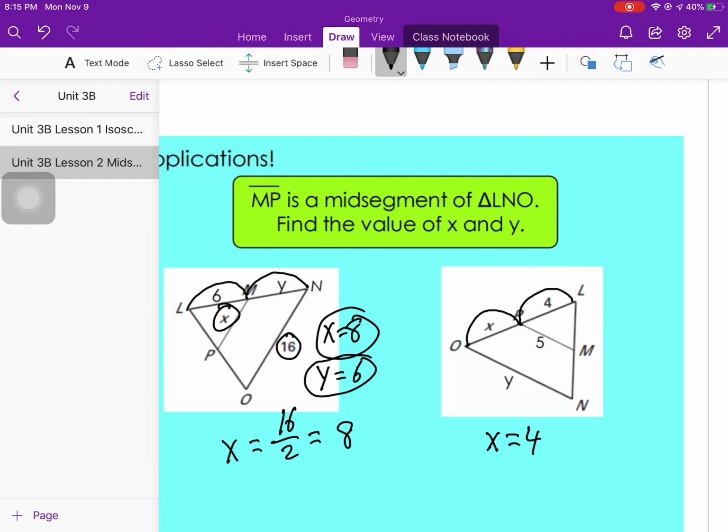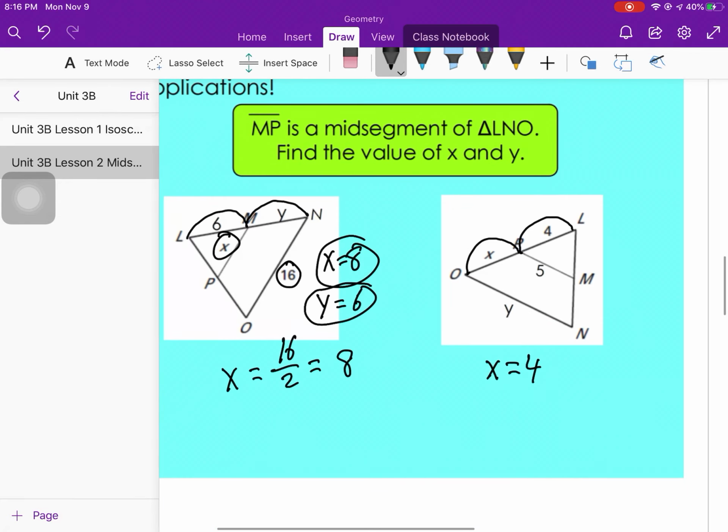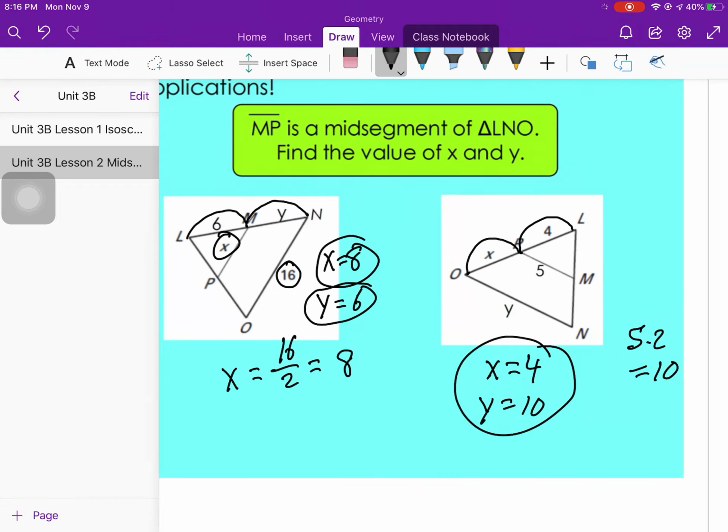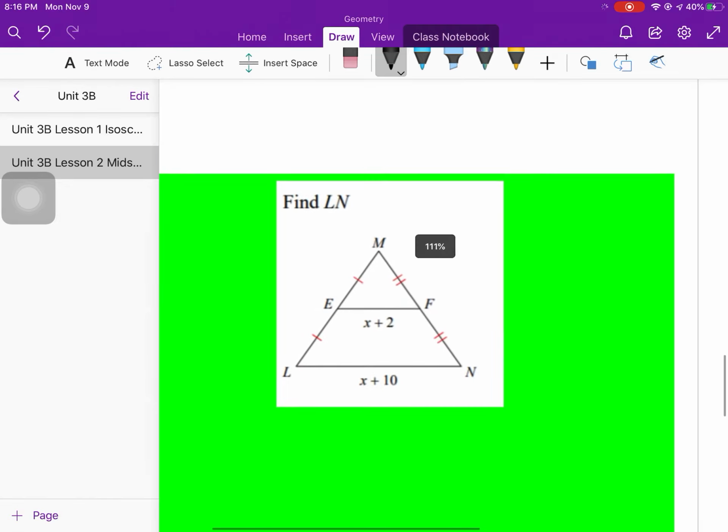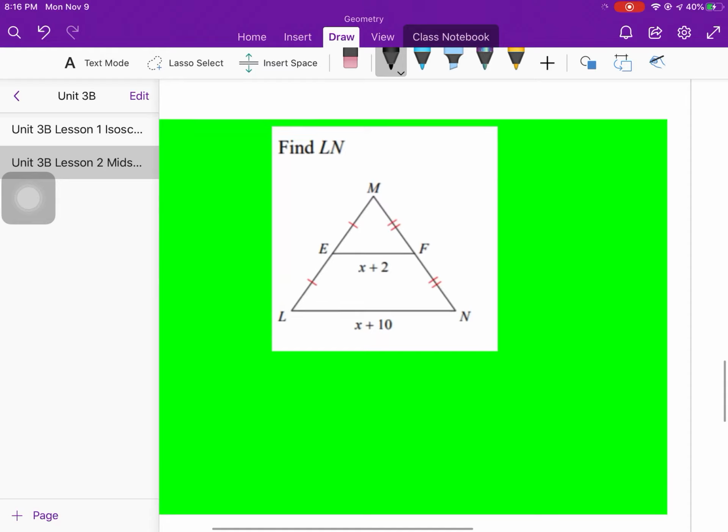Now this time we're given the midsegment is 5. If 5 is half of the base, we know we have to double the base, or double the midsegment to get to the base. So 5 times 2 equals 10. Y equals 10. So there's our two answers there. We have one more problem with this.